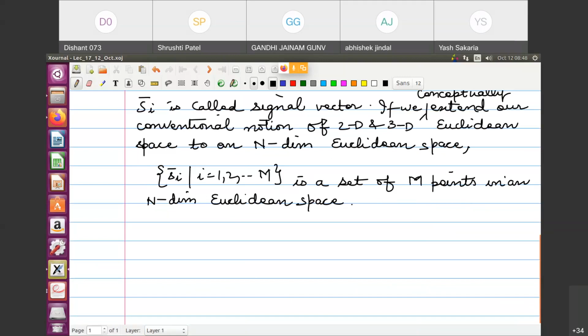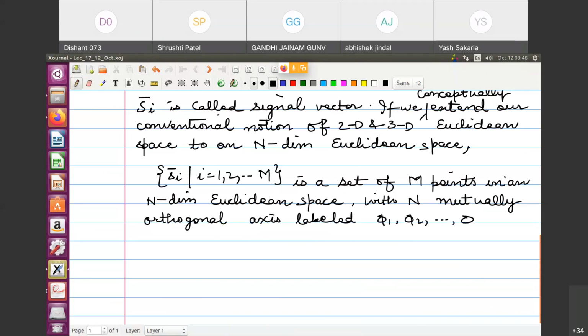With, let me write it down, this is important to realize, with n mutually perpendicular or orthogonal axes labeled phi 1, phi 2, up to phi n.